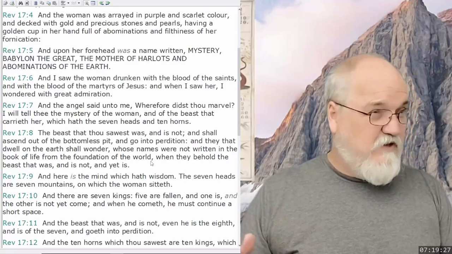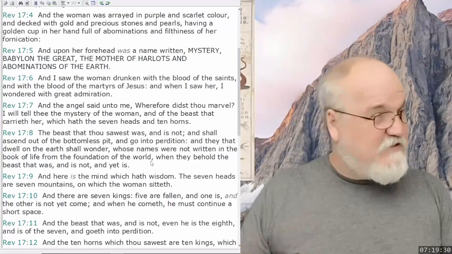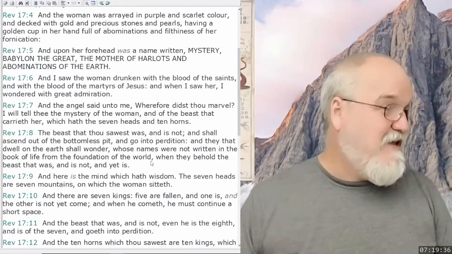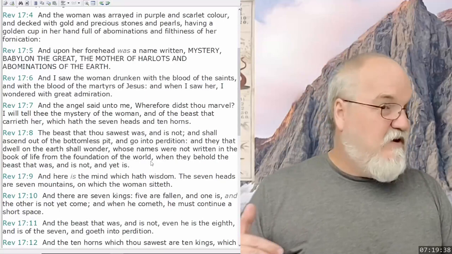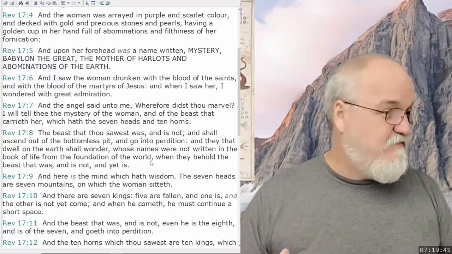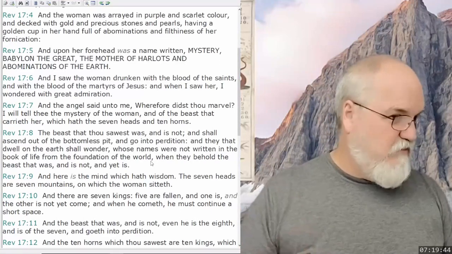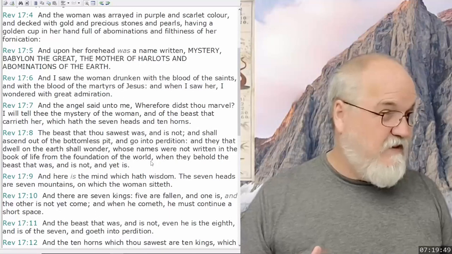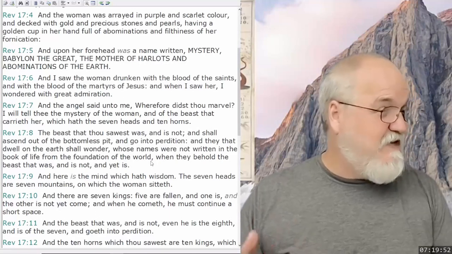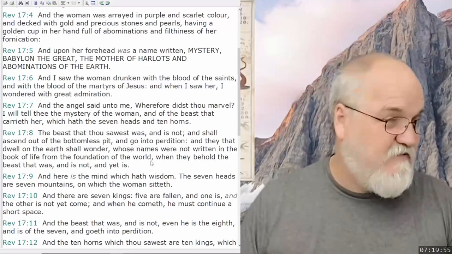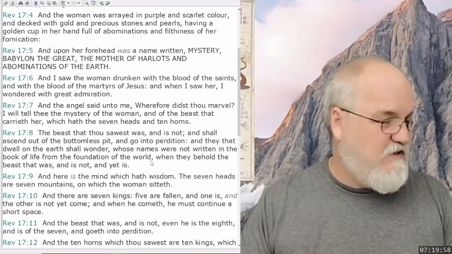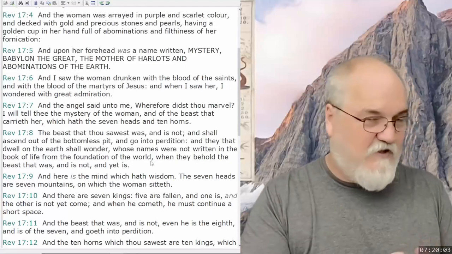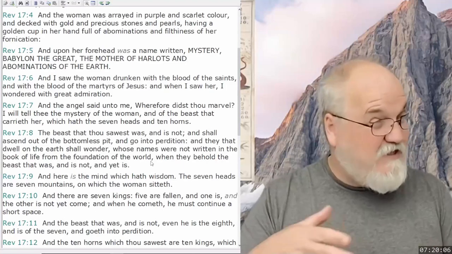Now, this is the one where we really have this problem, because the idea that five are fallen and one is, these are talking about the heads, right? Which are seven mountains on which the woman sitteth. And five are fallen, and one is, and another is not yet come. Now, with the beast, it says the beast was and is not, right? So we would need to understand what that means. Why, with the kings, there's the one that is.